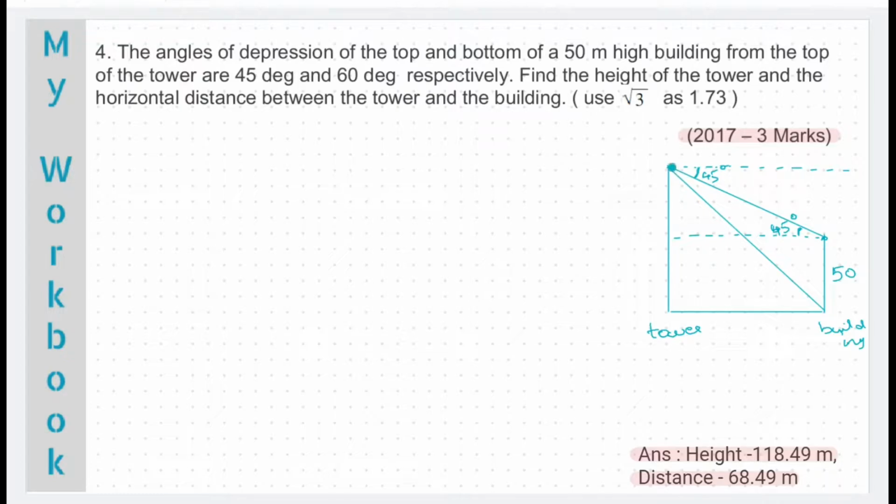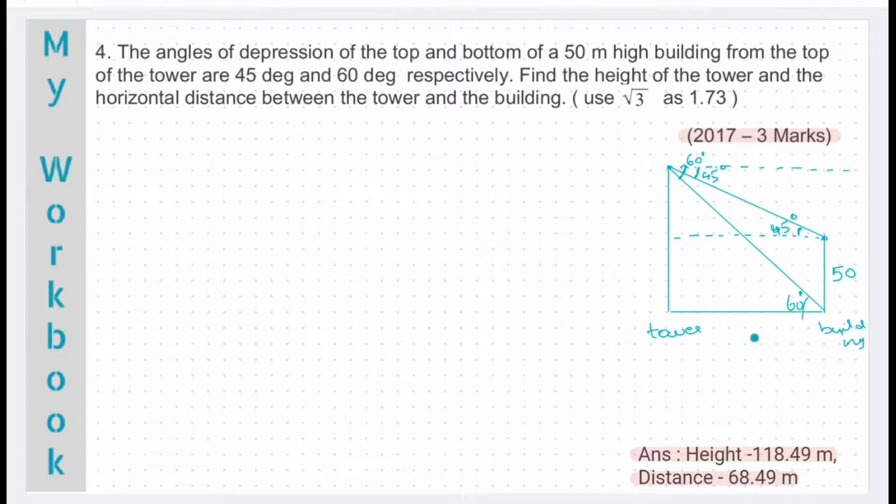Similarly, the angle of depression of the bottom of the building is 60 degrees. So this angle is 60 degrees. So the alternate angle will also be 60 degrees. We have to find the height of the tower and also the horizontal distance between the tower and the building.